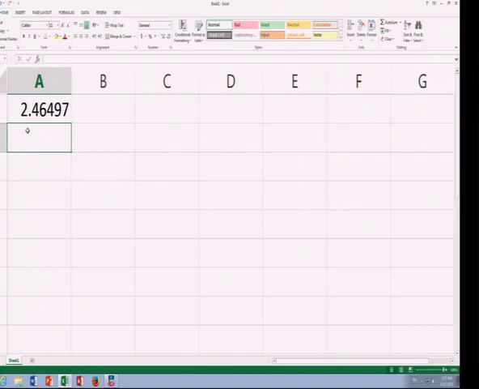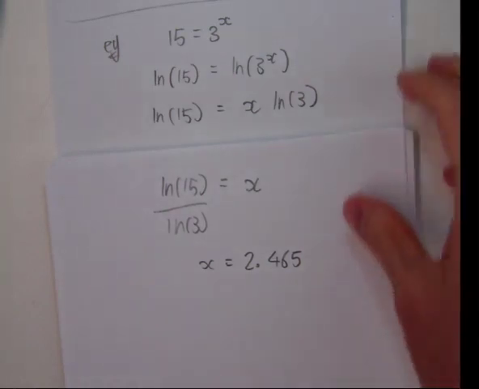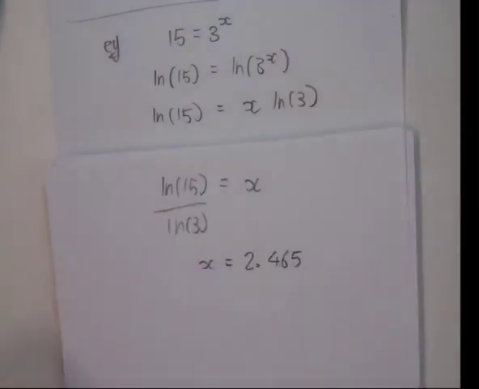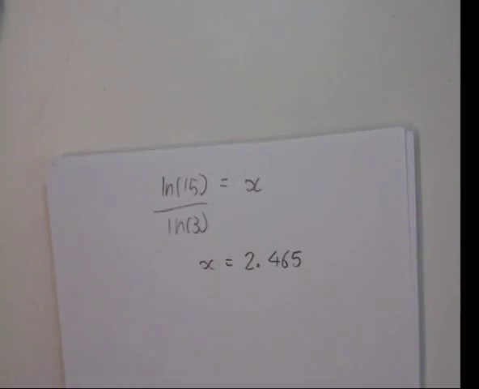So what was that? I'll do it to 3 decimal places, hey? 2.465. So you need a calculator or a computer to do that last step. But that's how you can solve an equation that involves a log. Okay. Well, that's everything that I could care to tell you about functions in 40 minutes. You've done quite well.